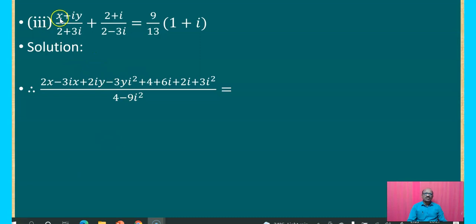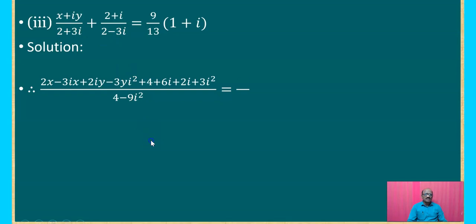I have written here directly the cross multiplication of (x plus iy) into (2 minus 3i). x into 2, that is 2x. x into minus 3i, minus 3ix. iy into 2, that is 2iy. iy into minus 3i, that is minus 3y i square. And the next multiplication: 2 into 2 is 4, 2 into i is 2i. Next is 3i into 2 is 6i, 3i into i is 3i square, upon the product of the denominators, that is in bracket (2 plus 3i) into (2 minus 3i). Okay.